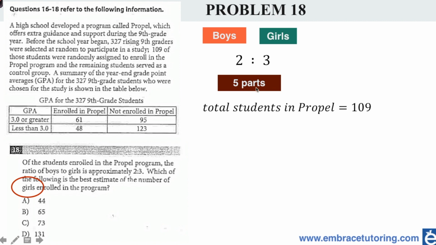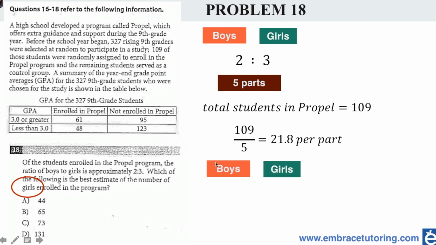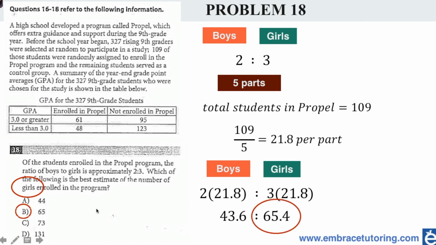You'll notice here this says 5 parts, and that's because the total amount of parts for 2 to 3 is going to be 5 parts total, meaning that if I were to break this 109 down into individual parts, 109 divided by 5, I can then figure out approximately how many students there were per part. And 21.8 multiplied by 2 is what is going to give me the boys, and 21.8 multiplied by 3 is what's going to give me the girls. So 2 times 21.8 and 3 times 21.8 will give me 43.6 to 65.4. Notice the question is asking which of the following is the best estimate to the number of girls. So this is going to be the 65 number, making B my best answer for question number 18.